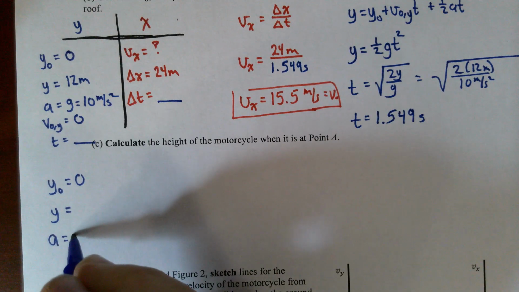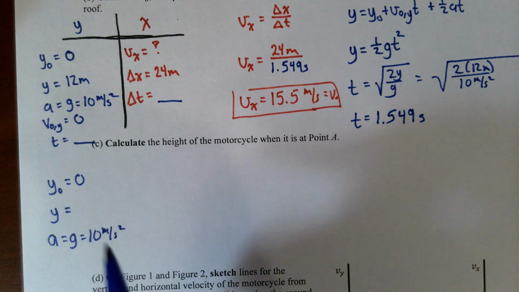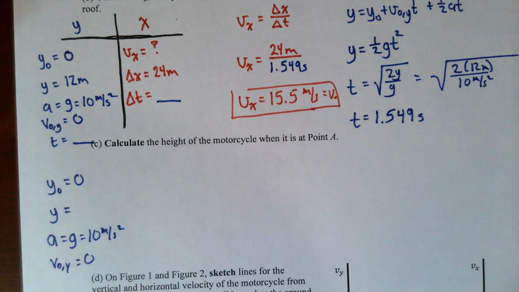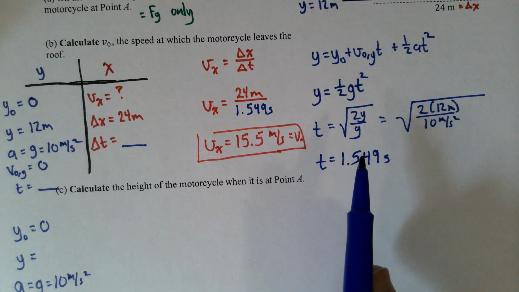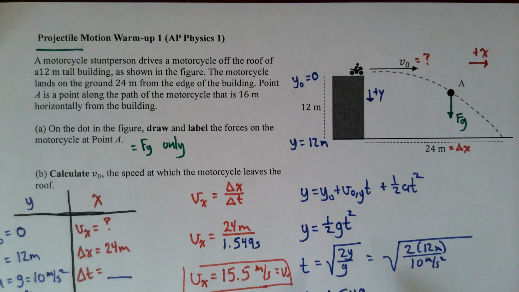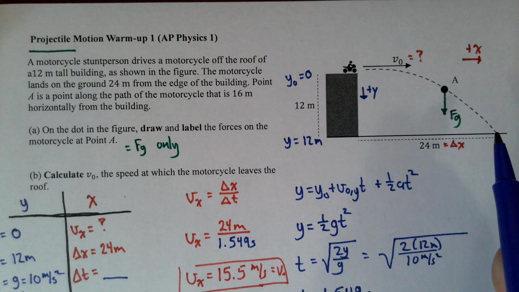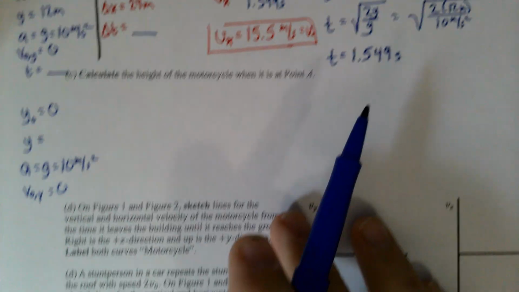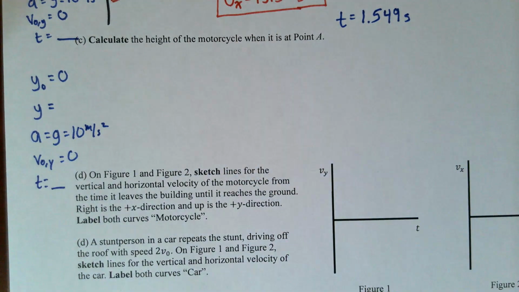Same forces, so same acceleration, 10 meters per second squared. It's still leaving the roof the same way, so the initial velocity is still going to be 0. But my time is not going to be 1.549 seconds anymore. We're talking about this point along this arc, not this point. So we're going to get a number less than 1.549 seconds when we find the new time. So t equals blank again.